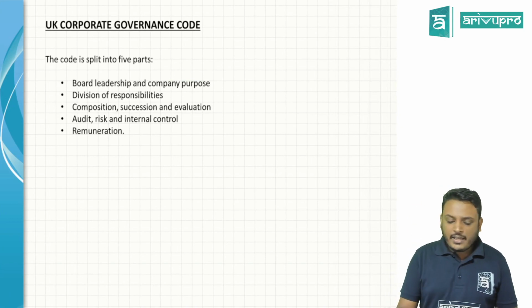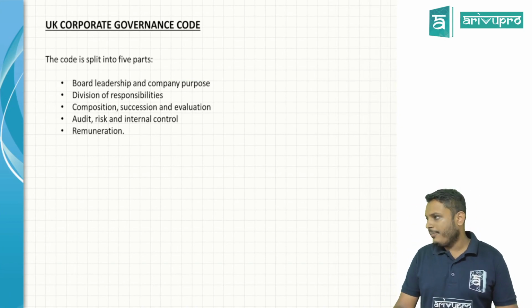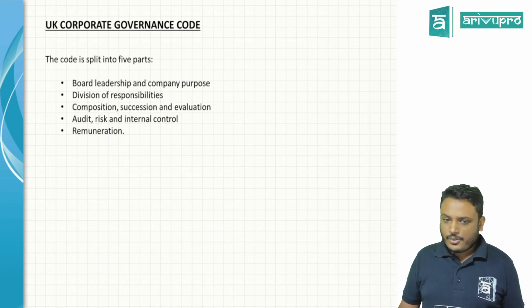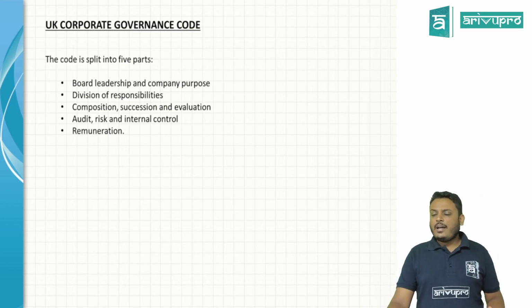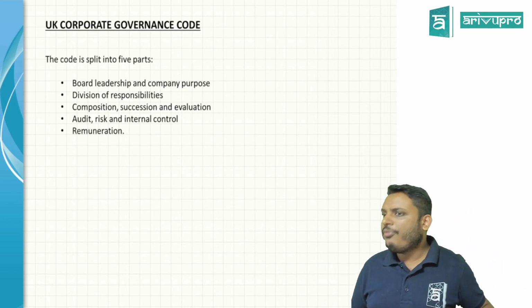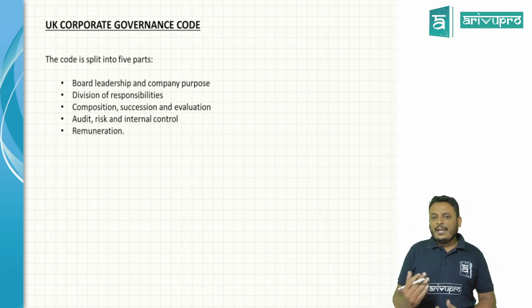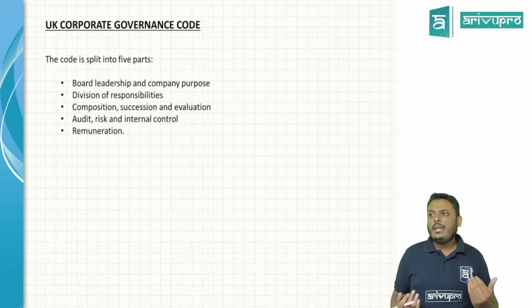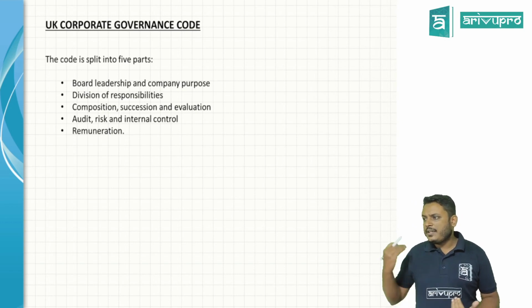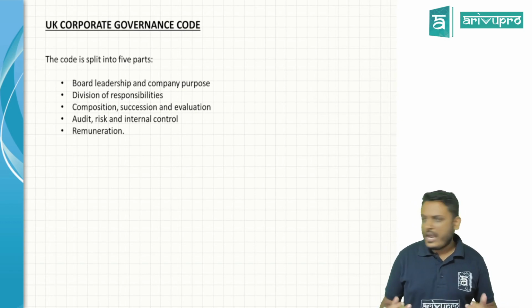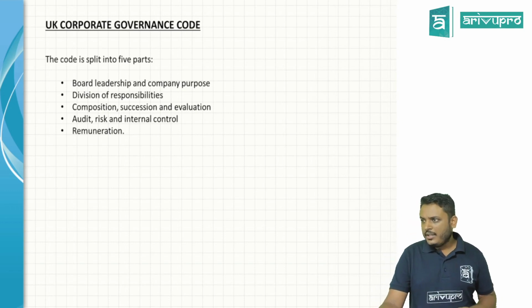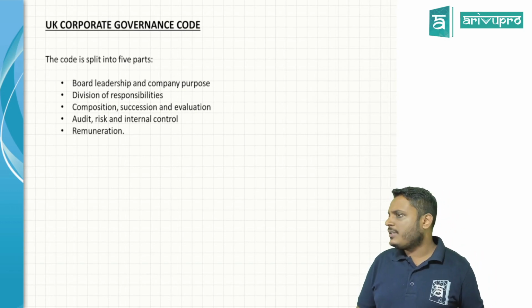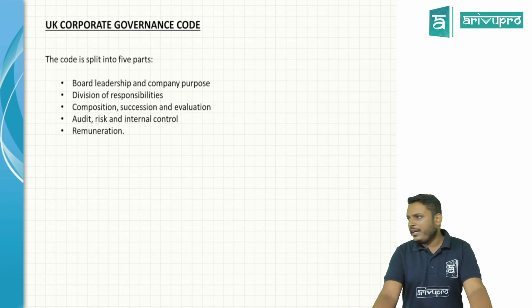Right, now let's see. This is the UK Corporate Governance Code. Before 2018, it was identified as Section A, Section B, Section C, Section D, Section E. Now it is changed to 5 components. These are the 5 main components of your corporate governance code.